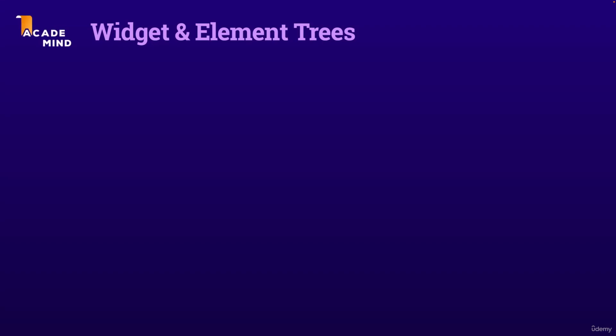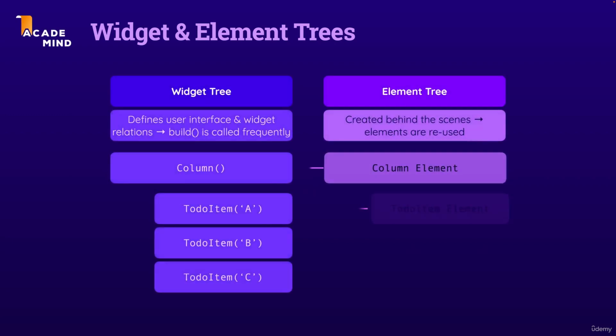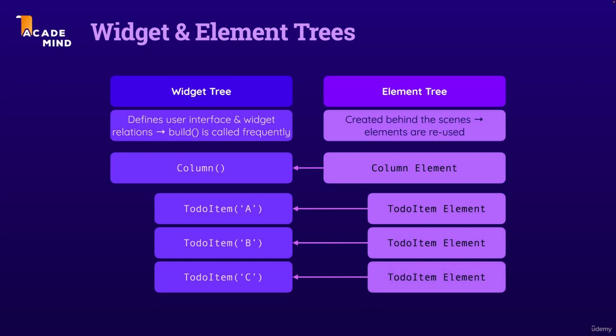Okay, so now we learned about widget, element, and render trees. And especially understanding the relation between widget and element trees is really important. It is important to keep in mind that for widget trees, the build method is called very frequently, whenever the state changes, for example. But on the other hand, elements are not recreated unnecessarily.